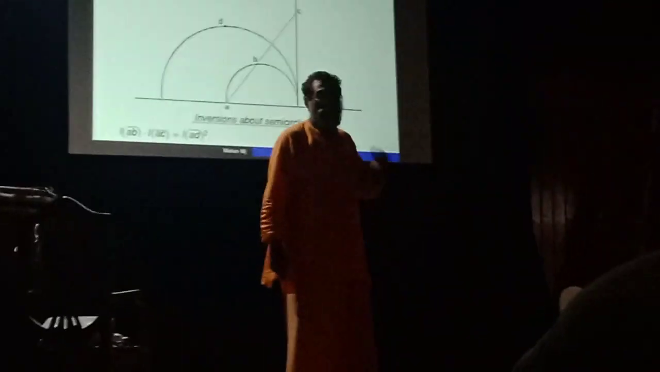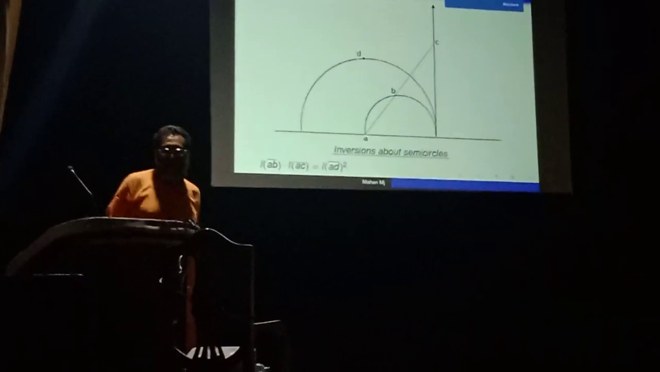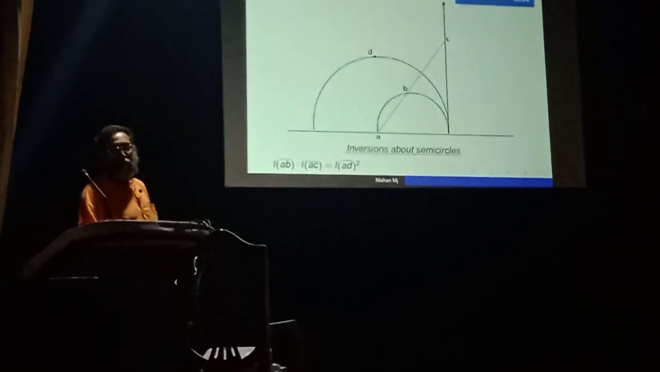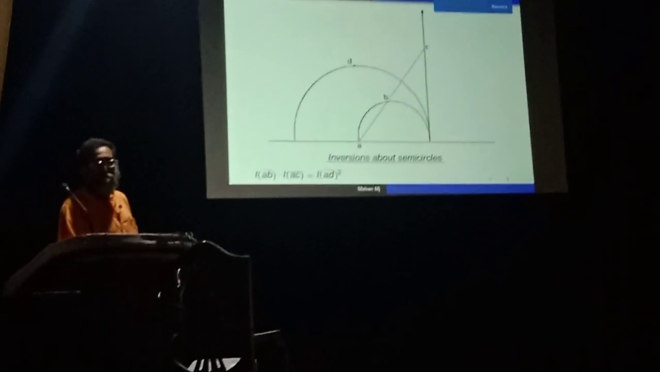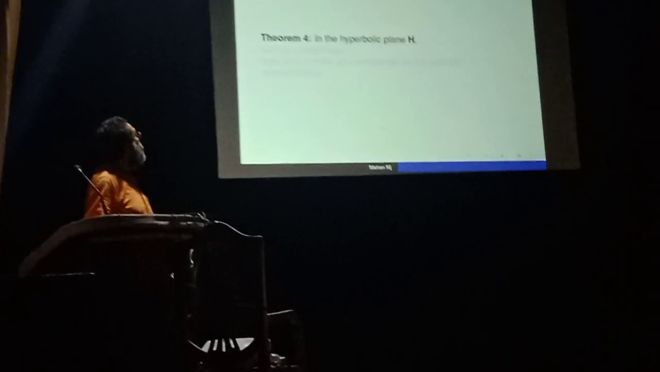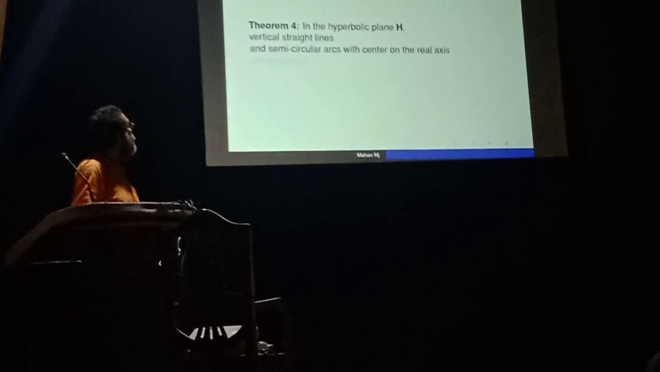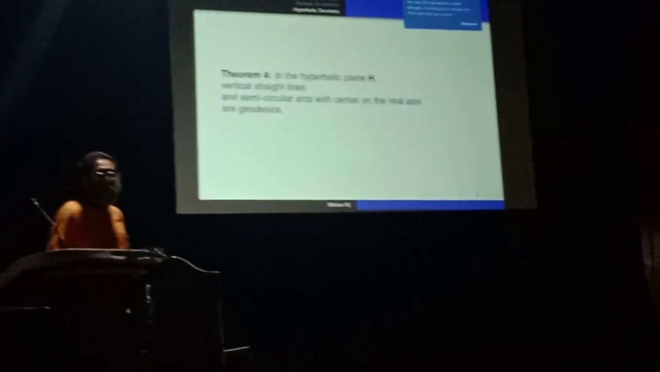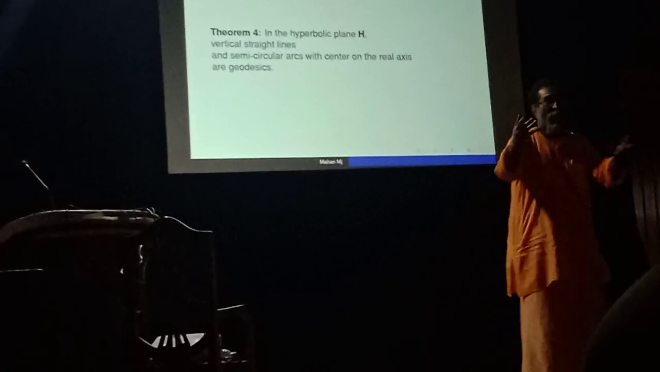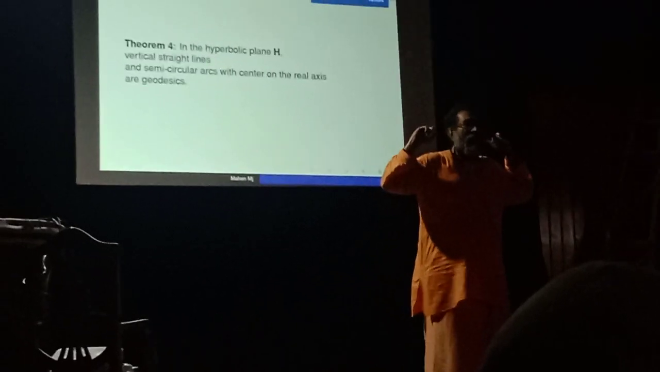Clear? So that means now we have got a huge family. Not only are the vertical straight lines geodesics, all semicircles centered on the real line are also geodesics in this geometry. With me so far? Good. So in the hyperbolic plane, vertical straight lines are geodesics, and semicircular arcs with center on the real line are also geodesics. We don't really need this, but these are all the geodesics. We wanted some geodesics, we've got this huge family, but actually, these are the only geodesics.